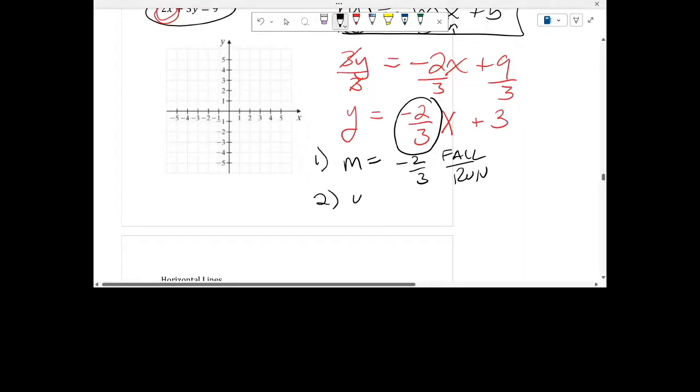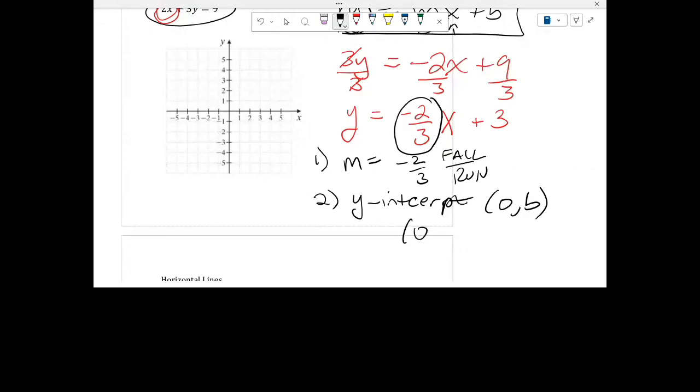Step number 2, we want to find our y-intercept, which is going to be the point 0 and whatever the number b is. So 0 and b, in this case, y'all, looks like the number 3. That right there, my friends, is where we're going to start. So, y'all, first thing we're going to do, we're going to come up here, we're going to go to 0 and 3. Boom, right there.